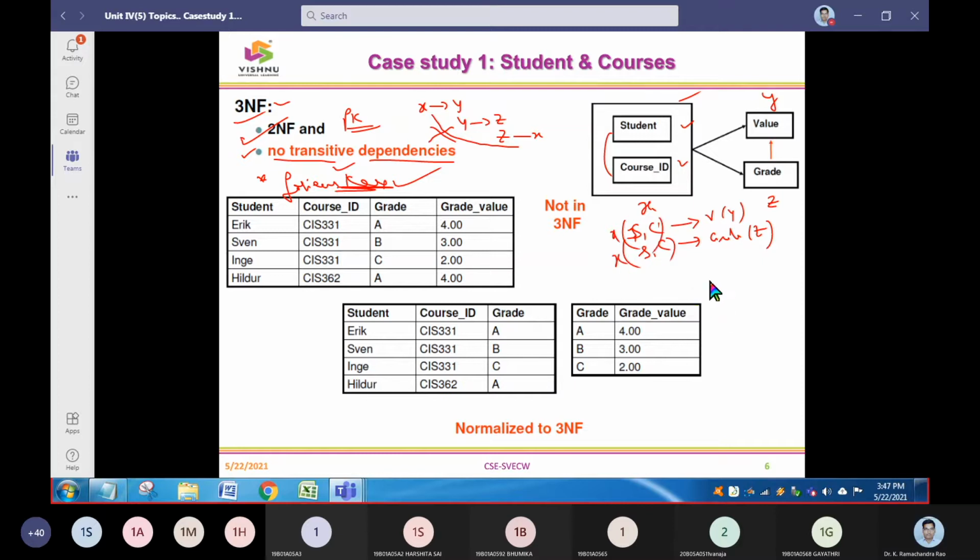So now, if such is a scenario, I shouldn't get a transitivity dependency. Then what I can do is, I shouldn't have a merger where grade is not dependent on the key value. Now, here is a table: student, course, grade, and grade point.